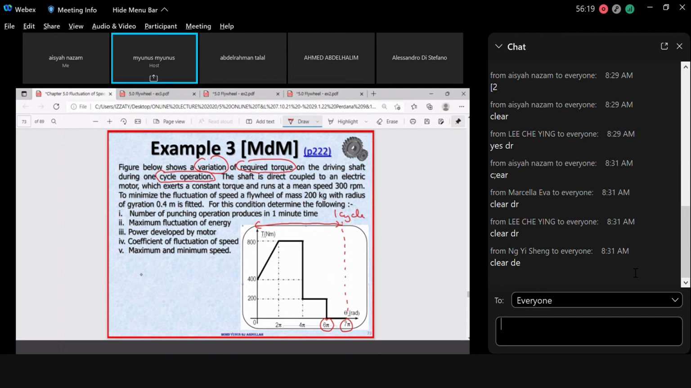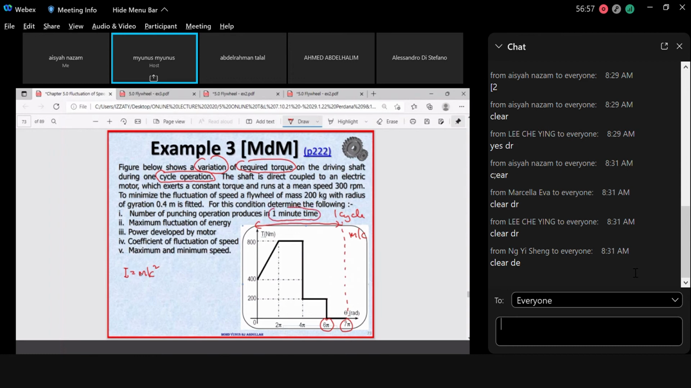Okay. The shaft is direct coupled to an electric motor, so the motor is not presented here. So this is from the machine. The motor is always what? Constant. So with constant torque, it runs at a mean speed of 300 rpm. To minimize the fluctuation of speed, a flywheel of mass 200 kg with radius of gyration 0.4. This one is to look at I. Remember, I equals m k squared. For this condition, determine the number of punching operations produced in 1 minute.